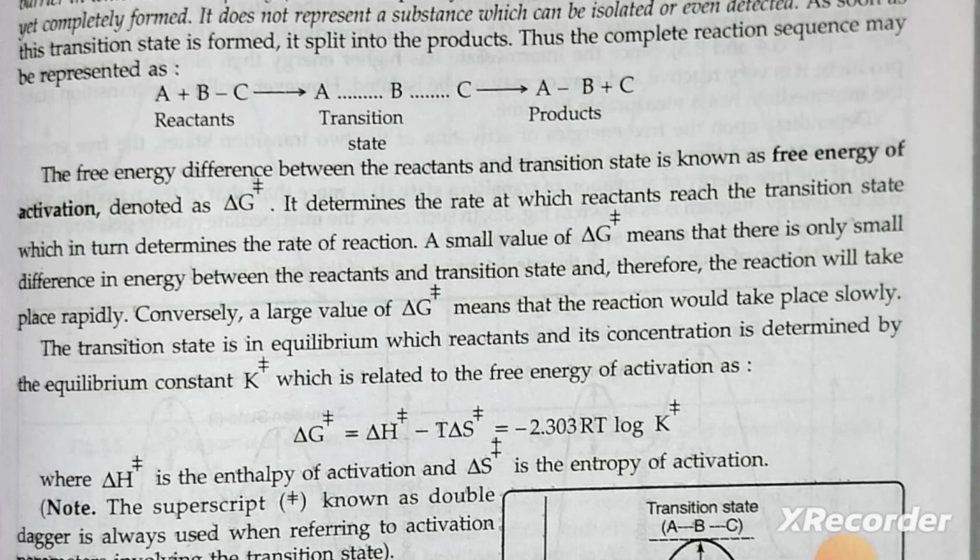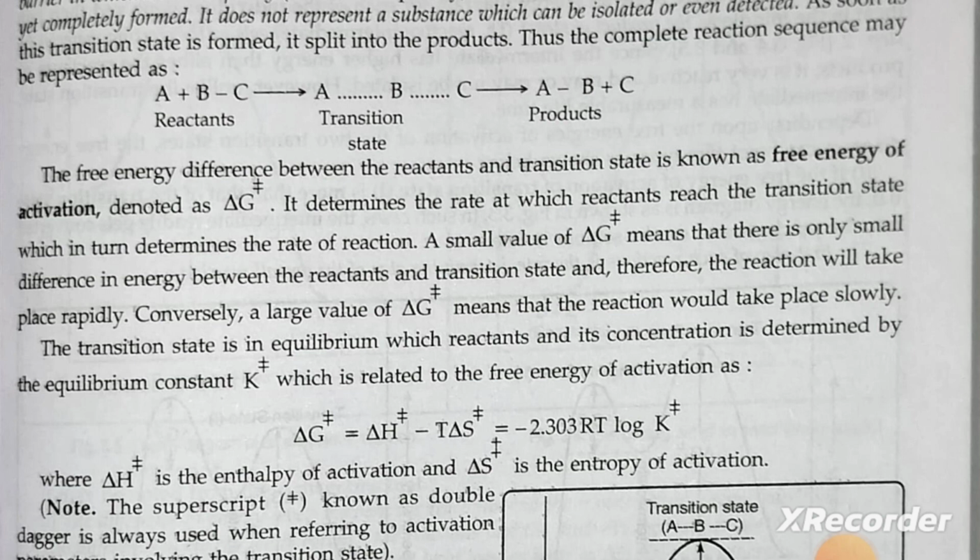The free energy difference between the reactant and transition state is known as free energy of activation, denoted as ΔG‡. It determines the rate at which reactants reach the transition state, which in turn determines the rate of reaction. A small value of ΔG‡ means that there is only a small difference in energy between the reactant and the transition state, and therefore the reaction will take place rapidly. Conversely, a large value of ΔG‡ means that the reaction would take place slowly.